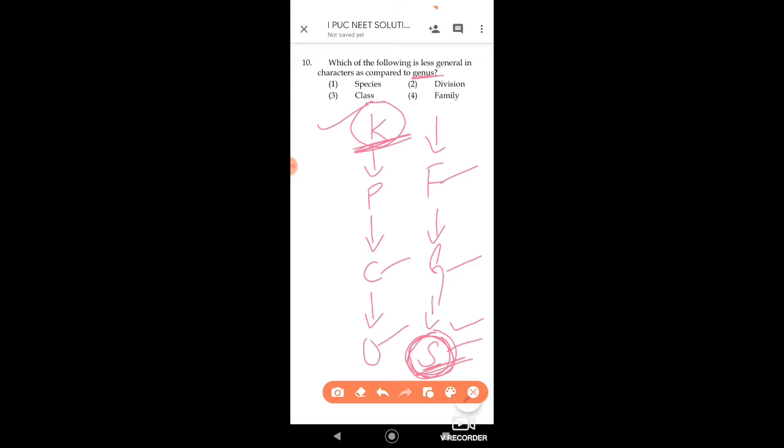So this, in fact, let me tell you, this group species is different from the other groups because their characters are much less general when compared to the genus. Genus is immediately followed by species. So the less general characters when compared to the species is that of the species, because they have asked only comparing genus. So below that we have the less general characters of species. So go for option 1.